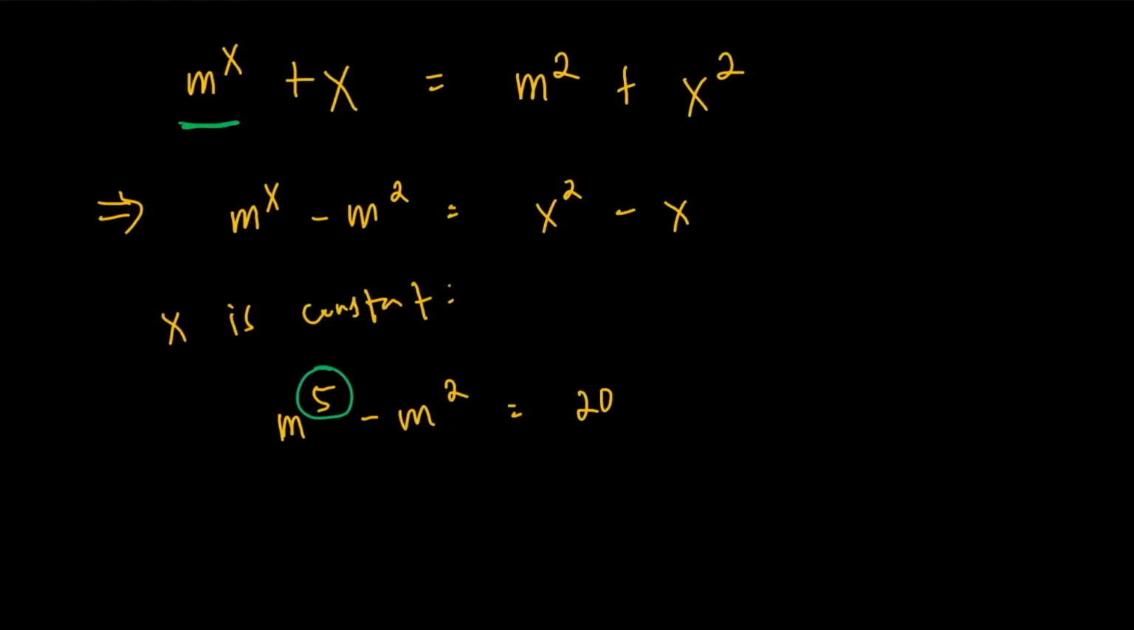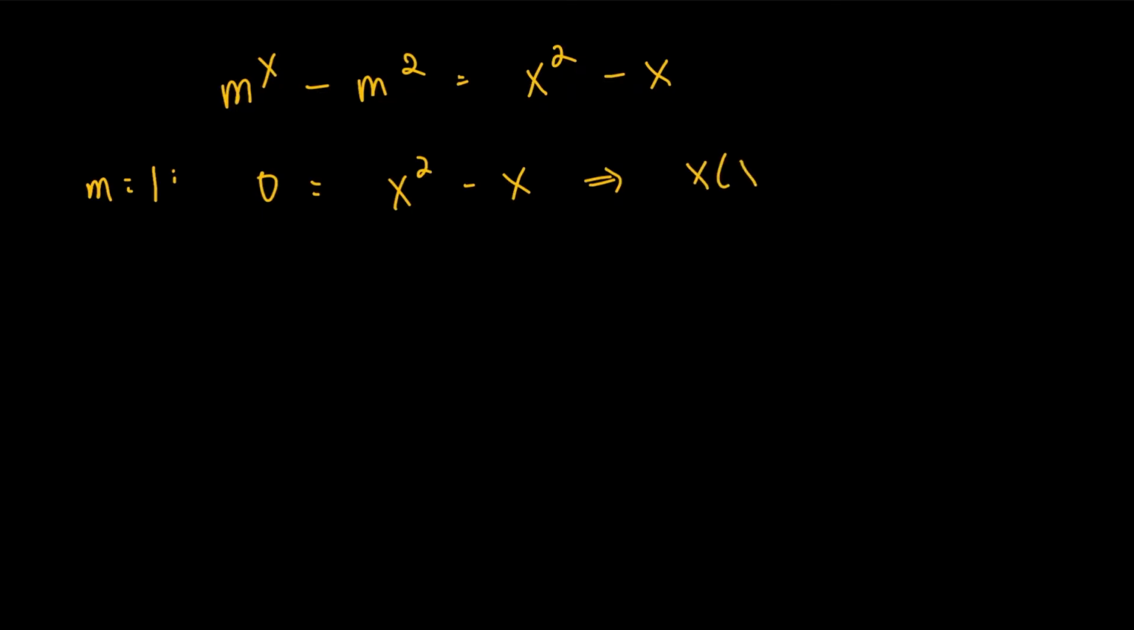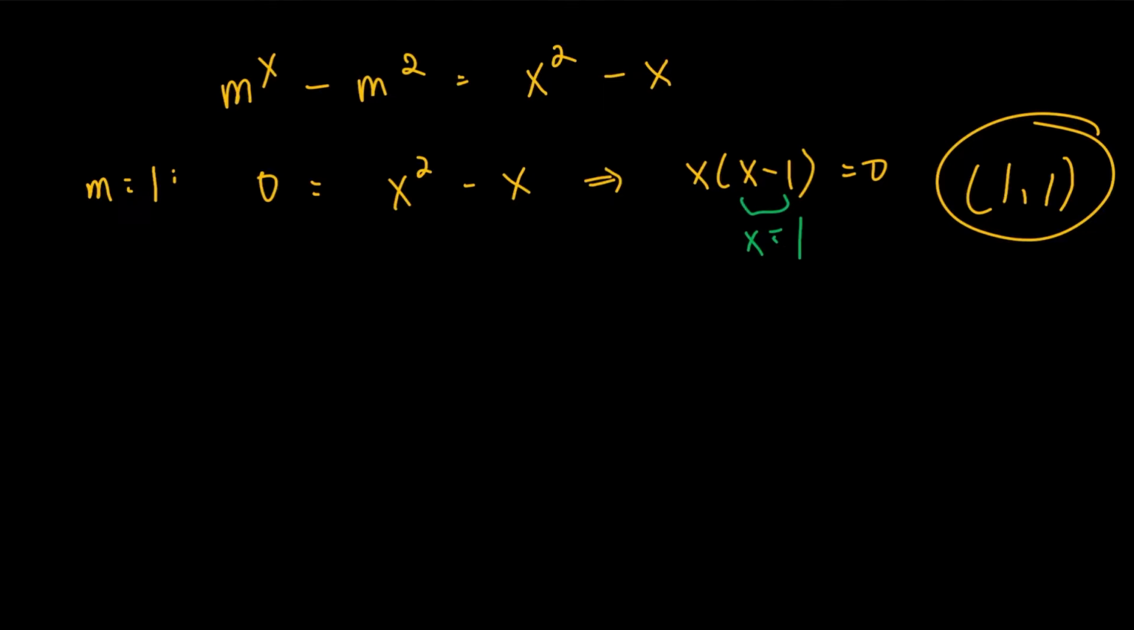There's no immediate observation we could have from this except to try some values out. So I'm going to copy this one and start doing some trial and error on the values of m. One obvious value is m equals 1, which gives 1 raised to x minus 1 squared. That's 1 minus 1, so 0. So 0 is going to be equal to x squared minus x, which gives x times x minus 1 equals 0. Just take the positive root because we want natural number solutions, and that gives the solution 1, 1. That's good. So that's for m equals 1.